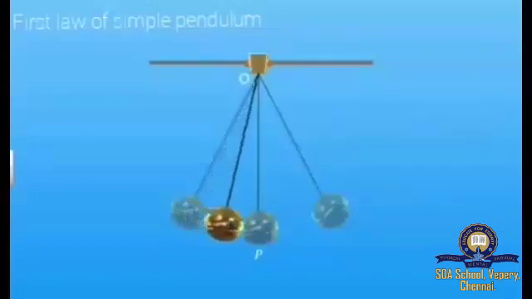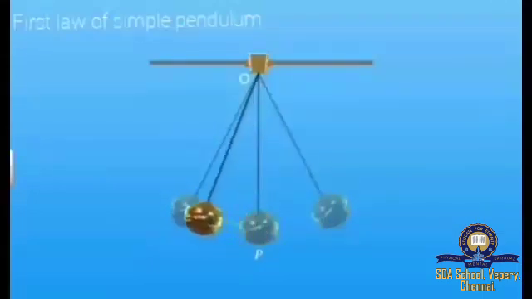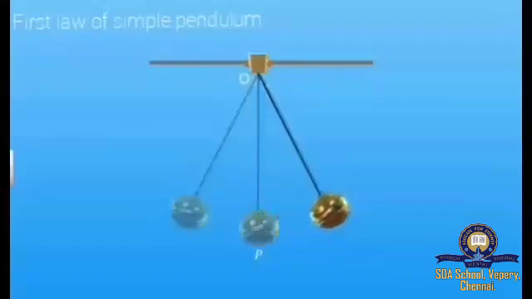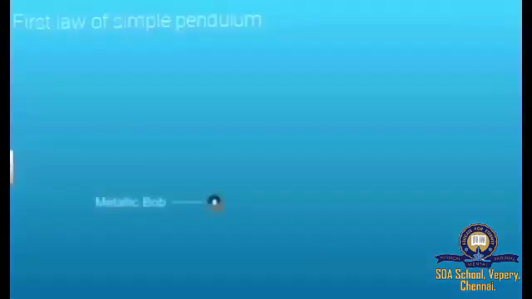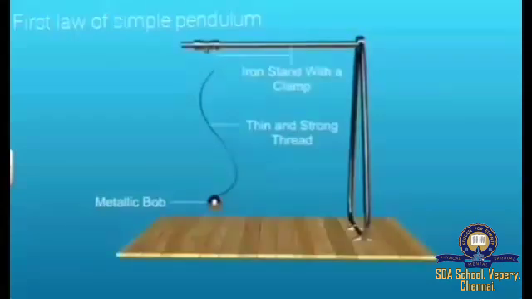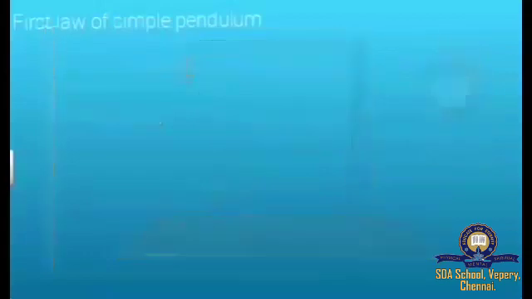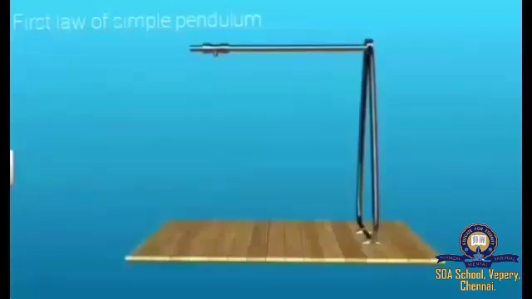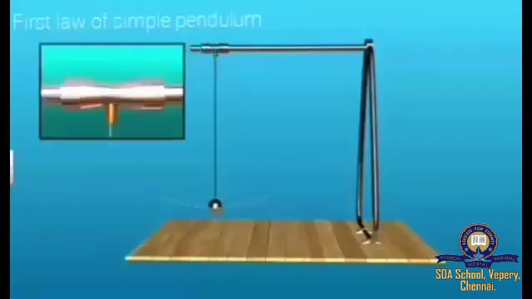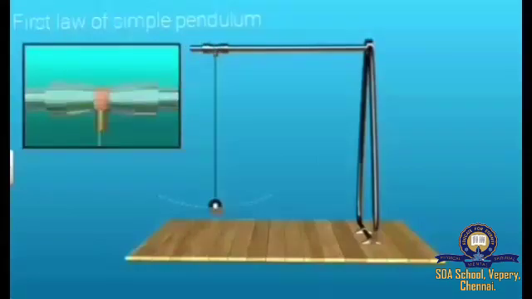Let us conduct an activity to verify the first law of a simple pendulum. To verify the first law, the apparatus required is a metallic bob, a thin and strong string of length 120 cm, an iron stand with a clamp, a cork, a meter scale, and a stopwatch. Place the iron stand over a table. Tie the metallic bob and suspend it from a stand with the help of a cork and a clamp. The simple pendulum is set up.